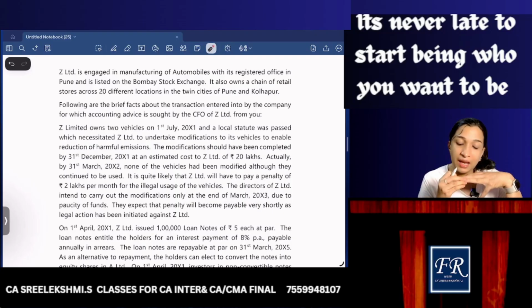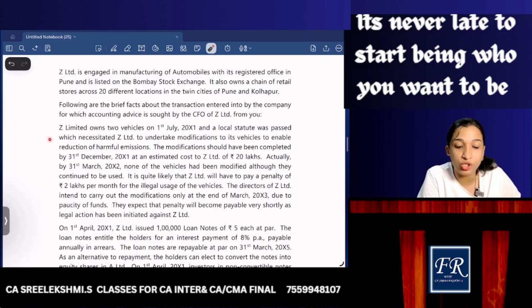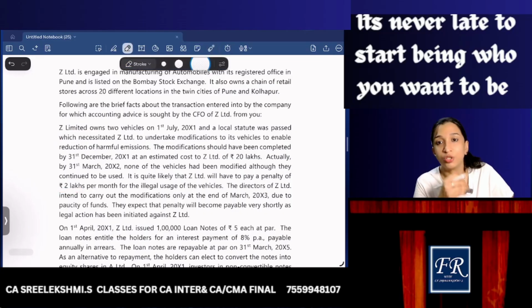They expect the penalty will become payable very shortly as legal action has been initiated against Z Limited. So, you need to create provision. There is present obligation arising out of past events and the outflow of resources embodying economic benefits are more probable, more likely. Therefore, provision should be created. How much provision to be created? 2 lakhs per month means 3 months. 2 lakhs into 3.